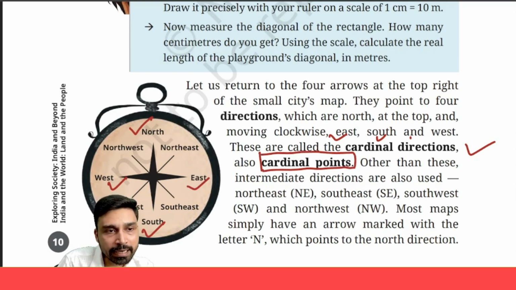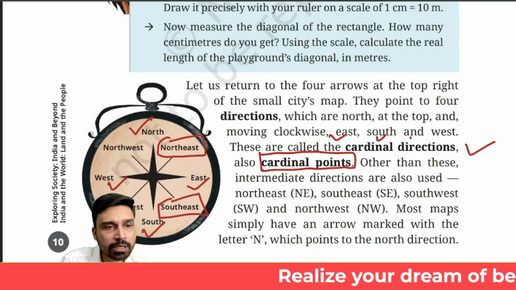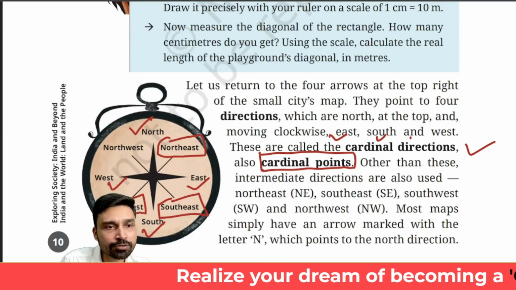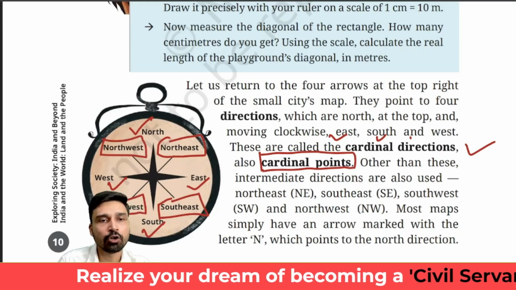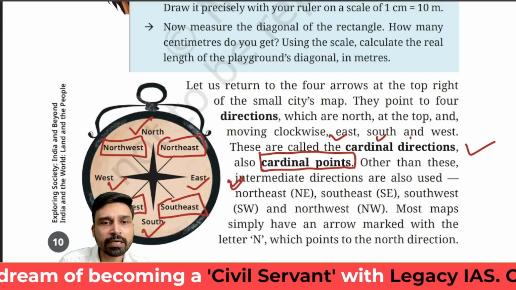Other than these, in between north and east, for example, you have northeast. Similarly, between east and south, you have southeast. Between west and south, you have southwest, and between north and west, you have northwest. So these directions are also called intermediate directions.